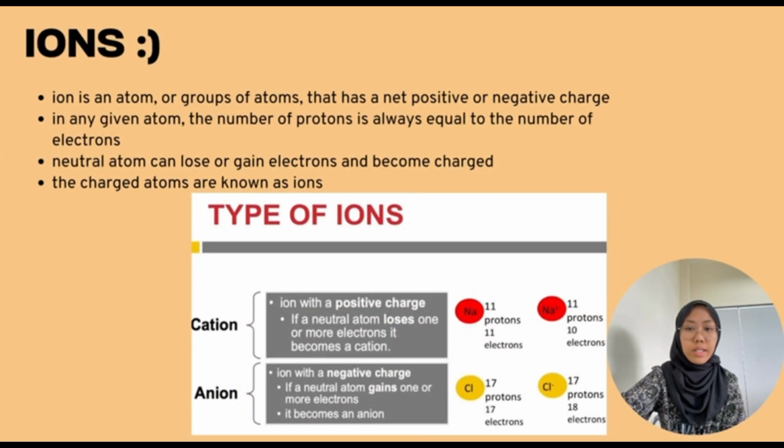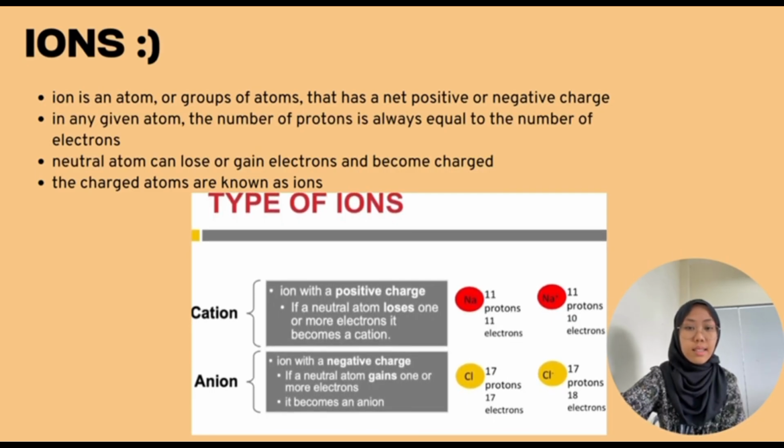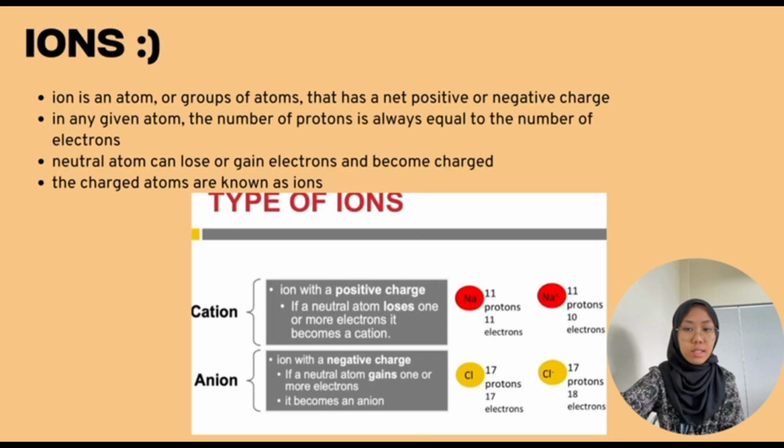And then we have ions. An ion is an atom or group of atoms that has a net positive or negative charge. In any given neutral atom, the number of protons is always equal to the number of electrons. A neutral atom can lose or gain electrons and become charged. The charged atoms are known as ions.